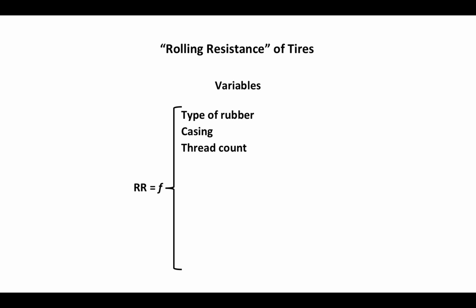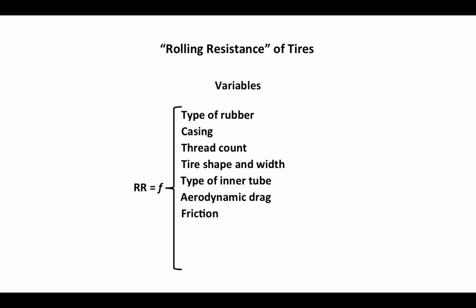When we look at the rolling resistance of tires, which is really a very complicated issue, then we can think of a number of variables. The rolling resistance is a function of all of these things: the type of rubber, the casing, the thread count, the tire shape and width, type of inner tube, aerodynamic drag, friction, tire and tube deformation, tire pressure, and bumps.